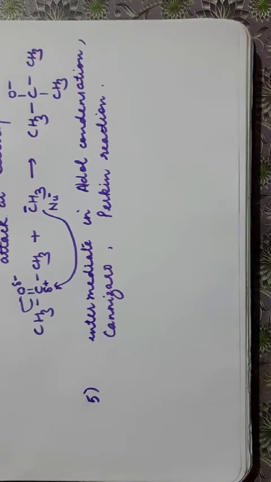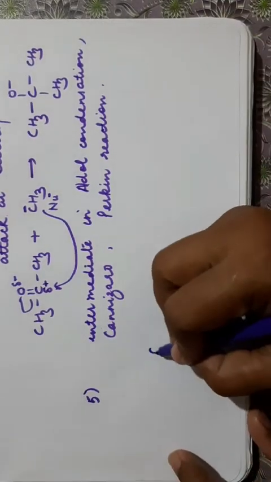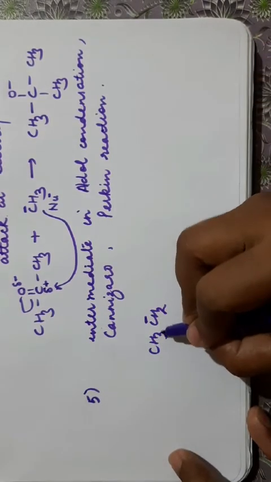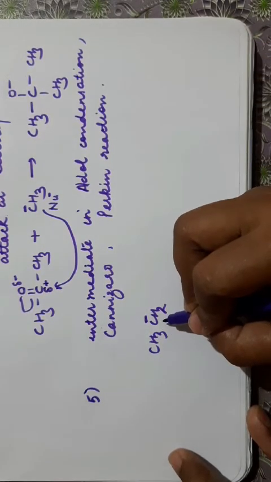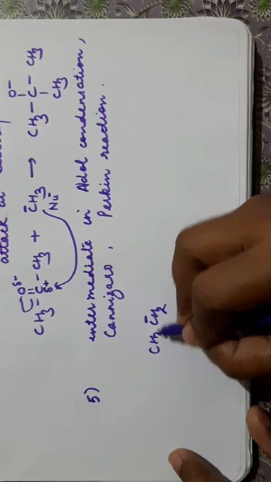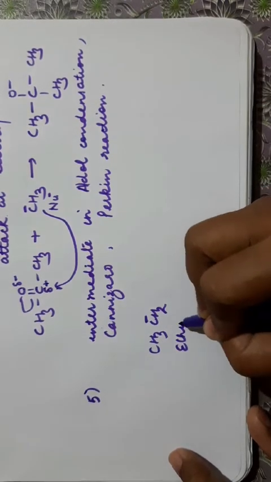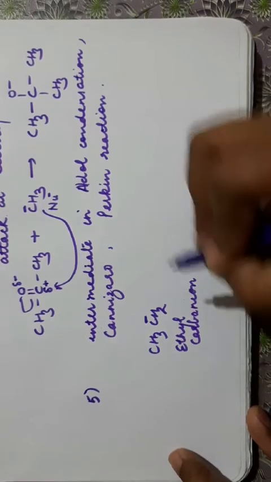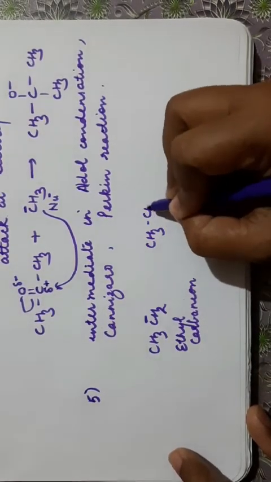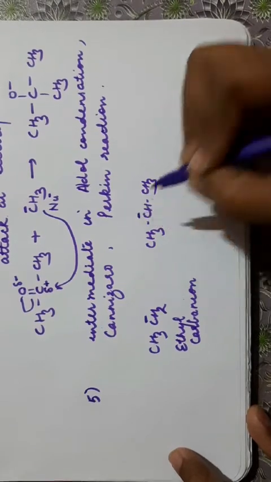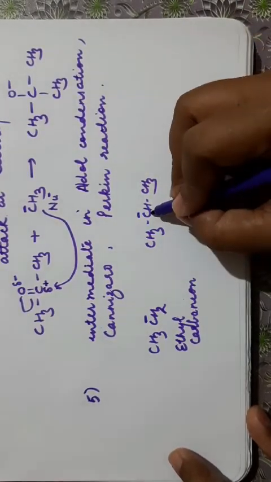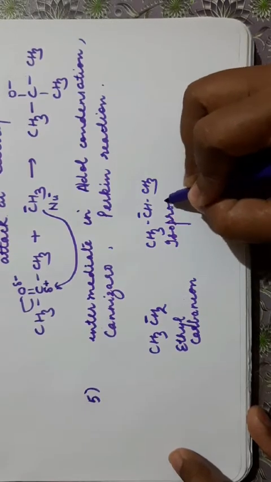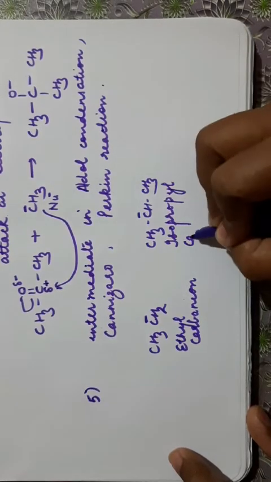Now, do you know how to name these carbanions? Suppose you have CH3CH2 minus. Write the name of the alkyl part and attach carbanion to it. This is an ethyl group, so we will write ethyl carbanion. Clear? If we have CH3, CH, CH3 with a negative charge here, this is an isopropyl group, so we will write isopropyl carbanion.